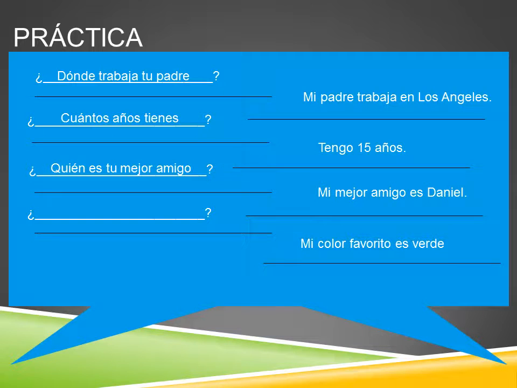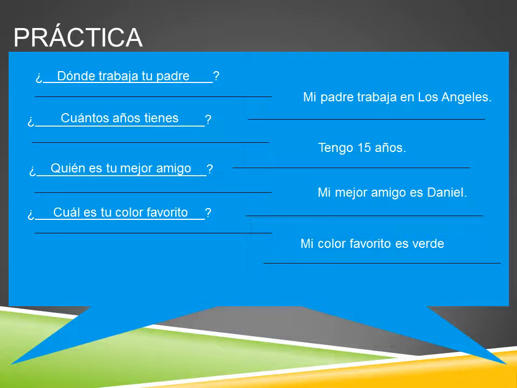And then we got, mi color favorito es verde. You probably know, even if you haven't seen those words before, what it means. My favorite color is green. So what would be the question? Well, probably what's your favorite color, right? Do you have the answer there? ¿Cuál es tu color favorito? Which is your favorite color?